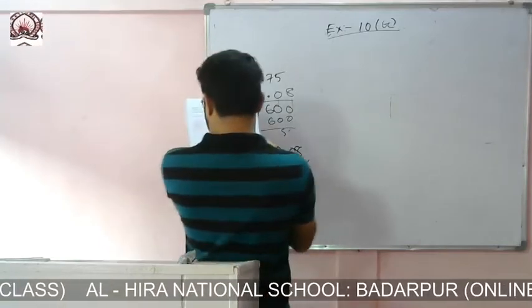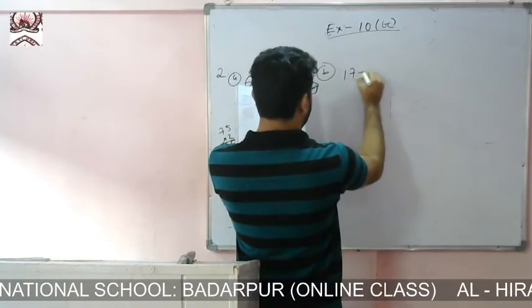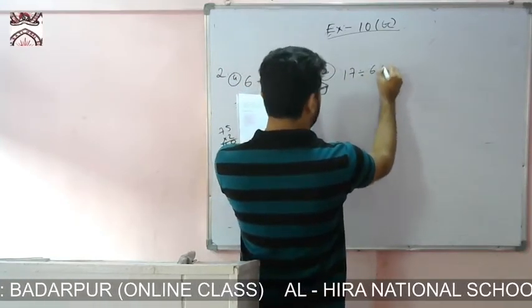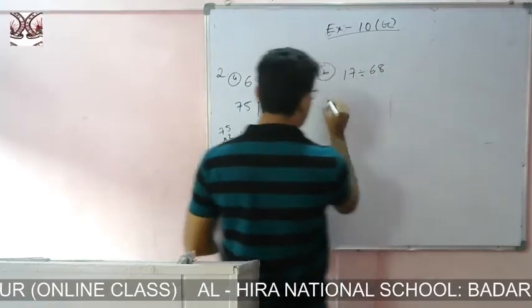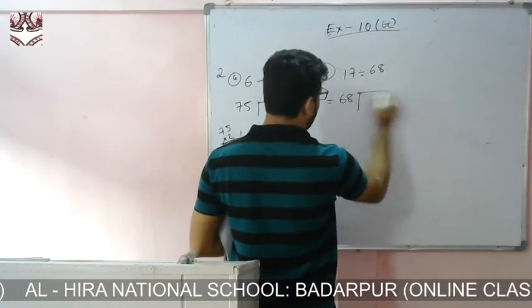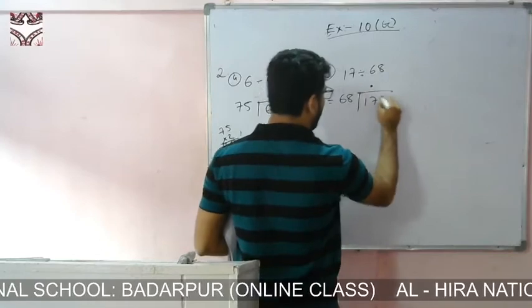Okay, now come to B. B, you see 17 divided by what? 68. 17 divided by 68. So check 17, 68. Okay, we cannot divide 17, so we'll put 1 0. We'll put 1 point and we'll bring 1 0. Okay.